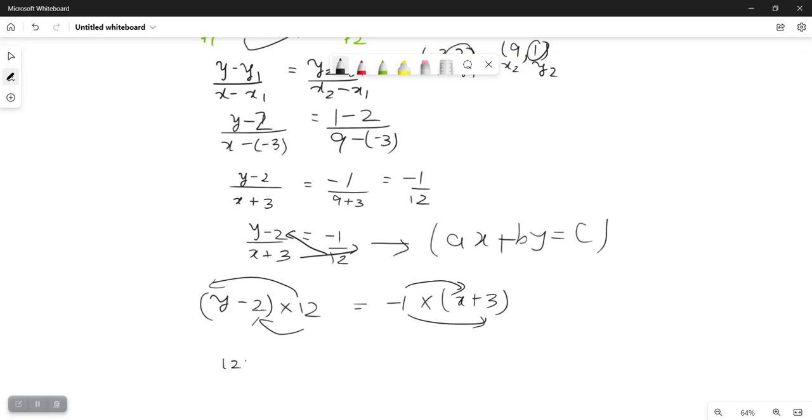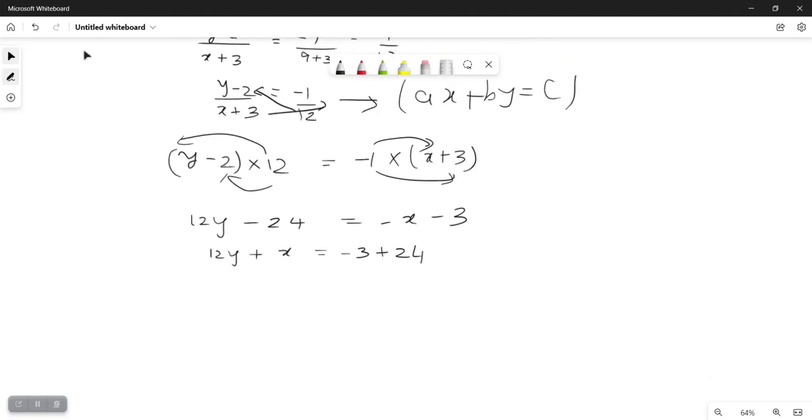So we get 12y - 24 = -x - 3. This minus came inside and met both. Now all x and y terms together and numbers on the other side. So 12y + x = -3 + 24. Basically what has happened here is, this x came to this side and this 24 went to the other side. So we are left with x + 12y = 21. 24 minus 3 is 21.